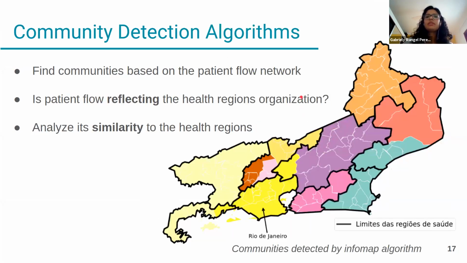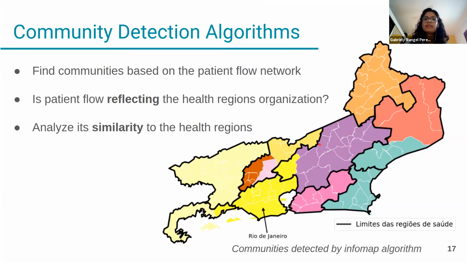We tested different algorithms, and here we're showing the result for the InfoMap algorithm. We use these methods to study the similarity between the health regions, represented here by these black lines, and the detected communities represented by these different colors.